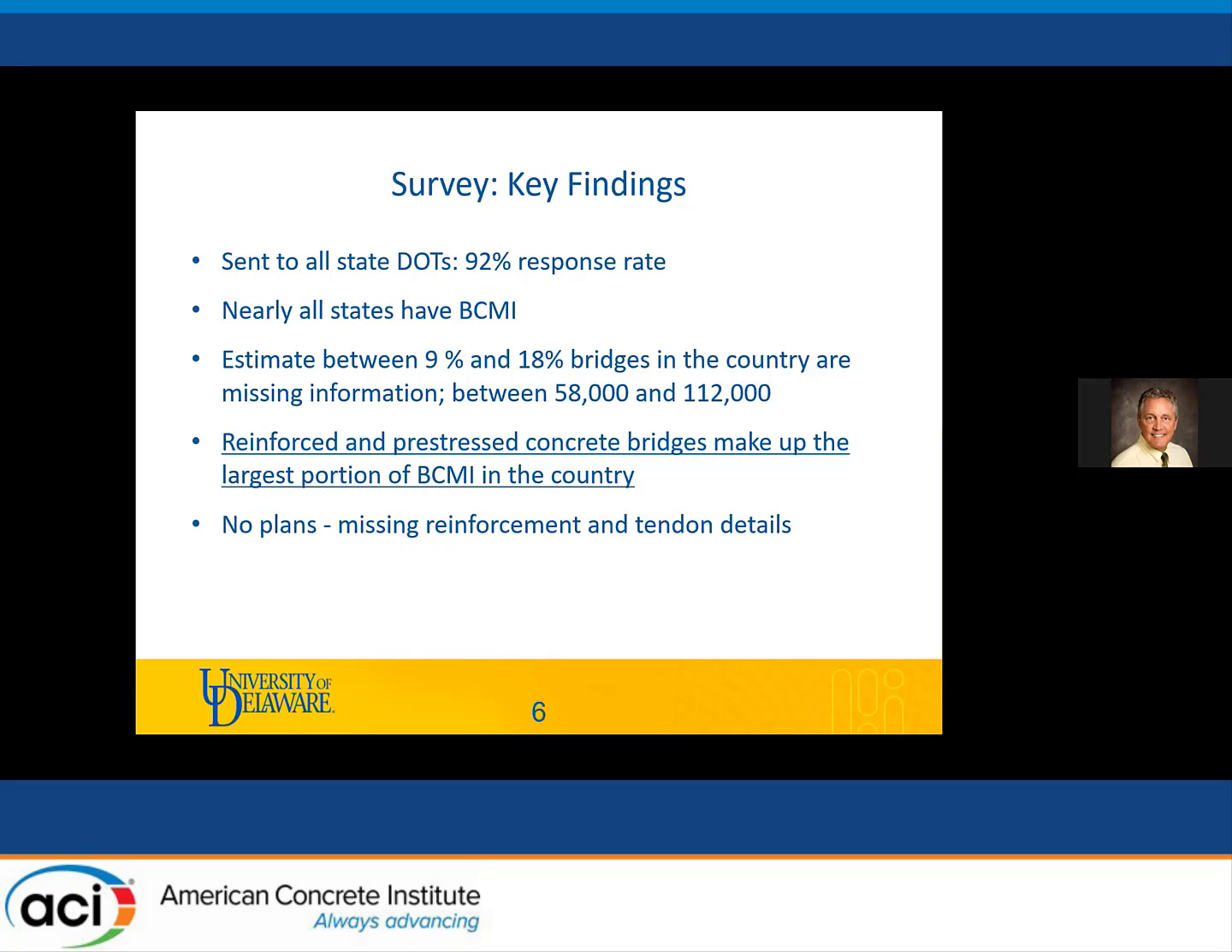Quantities of reinforcement, locations for pre-stress, tendon details, layouts, all those kinds of things are missing. There are other types of bridges where information is missing, some one-off type bridges like pontoon bridges and steel culverts, but the majority are concrete.